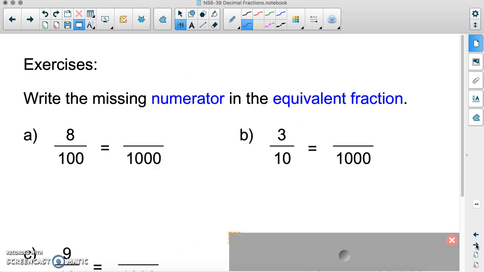Now I want you to try this exercise on your whiteboard. You're going to write the missing numerator in the equivalent fraction. So give this a try, and then you're going to continue on with your screencast.